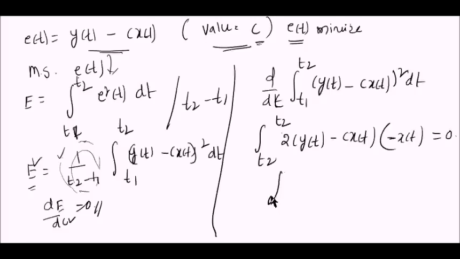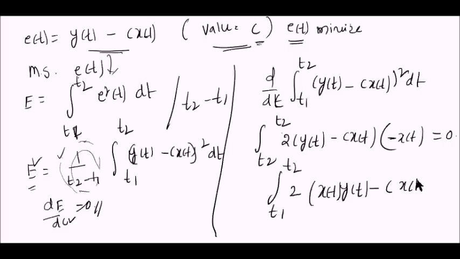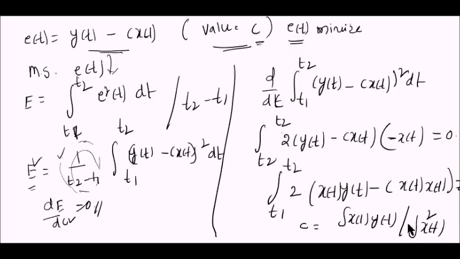Now the integral t1 to t2 of 2 into x of t into (y of t minus c into x of t) will be equal to 0. I have just expanded this. So from this, the value of c will be equal to the integral of x of t y of t divided by the integral of x of t into x of t, that is nothing but x square of t. I am not writing the limits here. So now I have found the value of c.